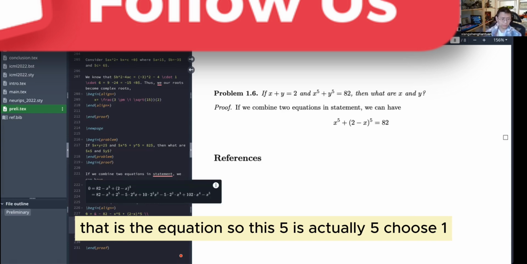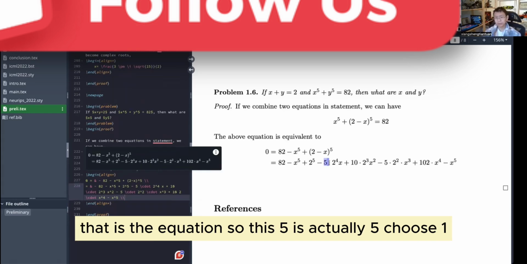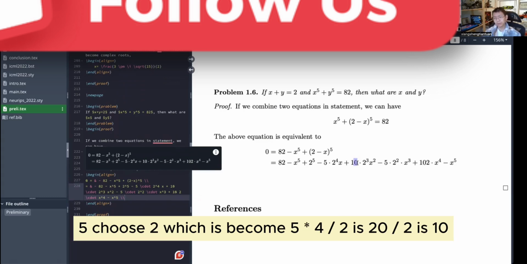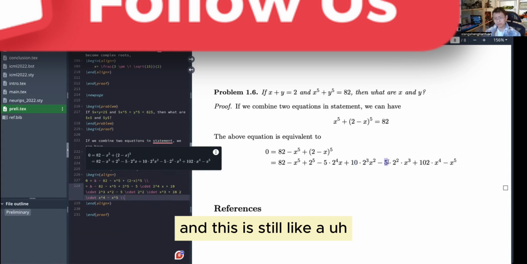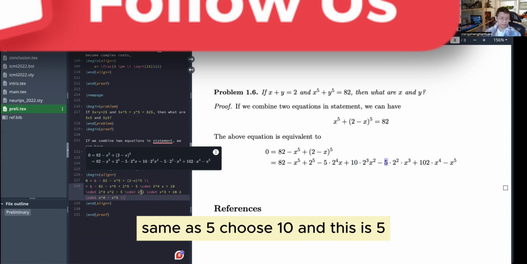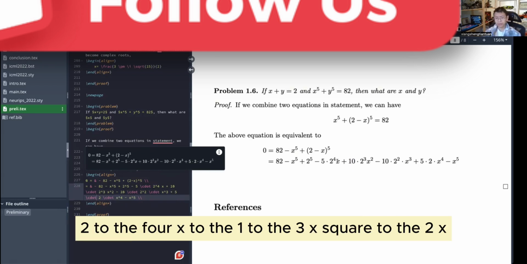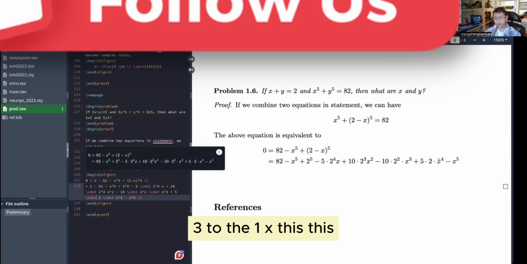That is the equation. This 5 is actually 5 choose 1. This 10 is 5 choose 2, which is 5 times 4 divided by 2, which is 20 divided by 2, which is 10. The same applies to the remaining terms, with the powers of 2 decreasing and the powers of x increasing.